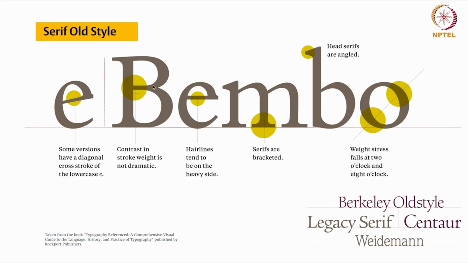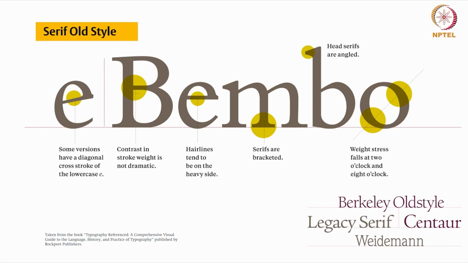And they are also rounded and have a diagonal stress. This is a stress in the letter form, where thick and thin stroke changes. So the weighted stress falls at 2 o'clock and 8 o'clock, so very diagonal. They are inspired by early Renaissance calligraphy and are often associated with warmth and readability. So they are good fonts for readability or reading in any printed or screen format.